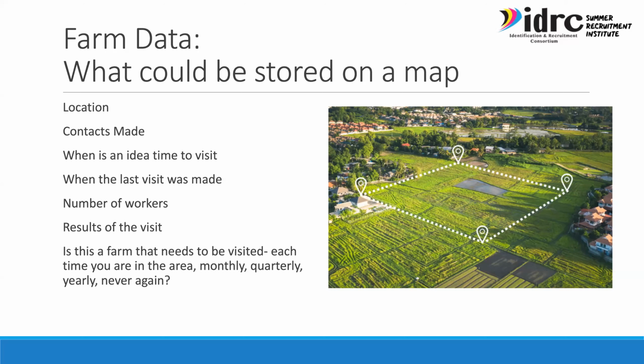It's not like, oh, what did they say? Who did I talk to? Because paper trails are really hard to keep track of. And then is this a farm that needs to be visited each time you're in the area, monthly, quarterly, yearly, or get this off the list? This doesn't even exist.